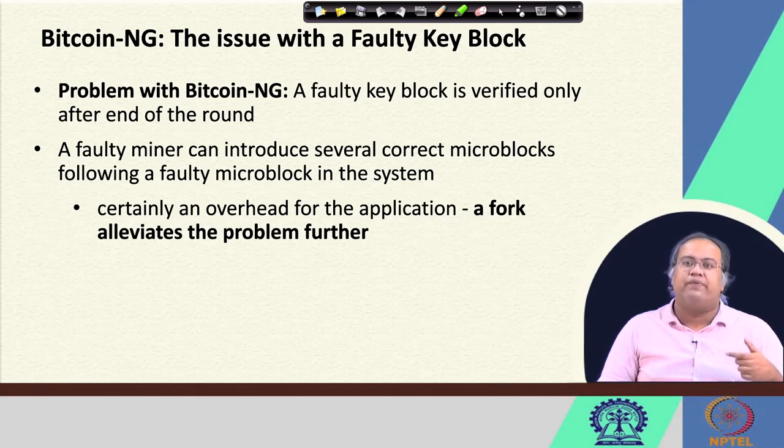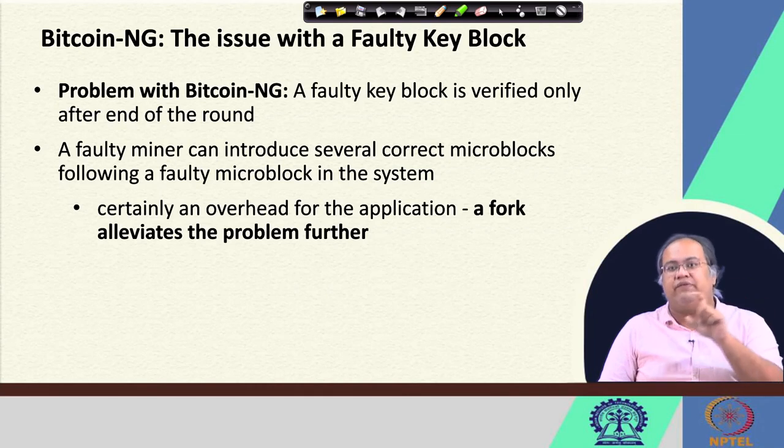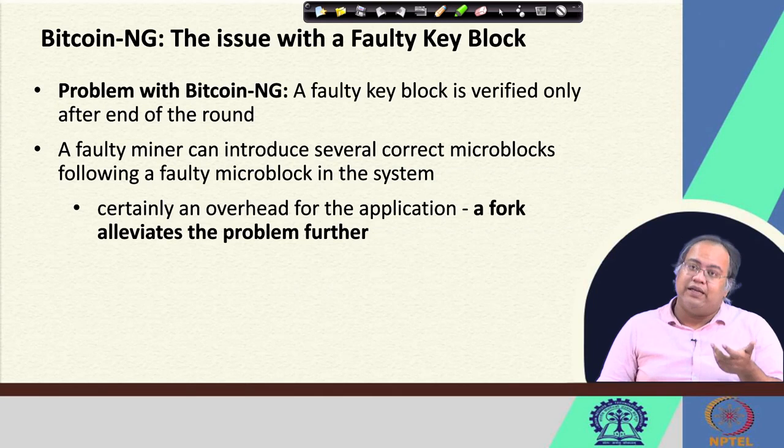So, when you have the next round of proof of work and in that next round you elect a new leader, then the old leader becomes invalidated, and by that time the old leader might have added multiple other micro blocks. Because of that, the key block along with all the micro blocks becomes invalidated. So, that is certainly an overhead for the system.